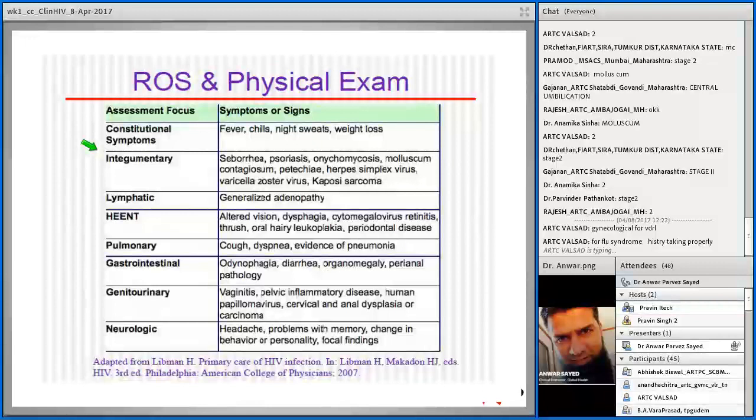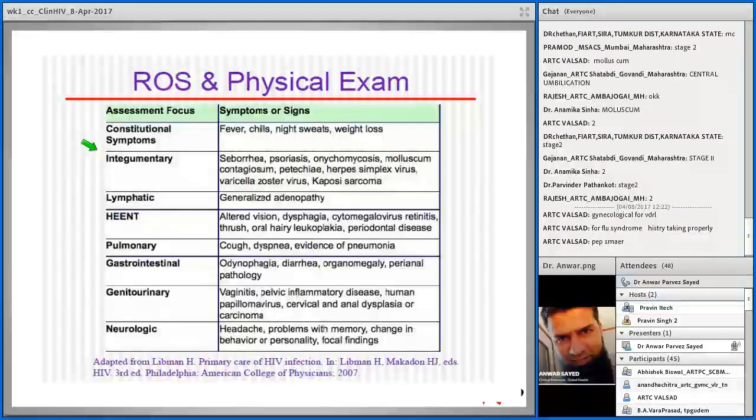So there are a few things which should not be missed while doing examination. First is history. A detailed clinical history needs to be taken. Please remember this: I understand that ART centers are busy, you will see hundreds of patients in a day, you don't get time, you take lunch at 2 o'clock, all those things I understand, but all patients are not similar. That also you need to understand. All patients cannot be seen in 2 minutes.